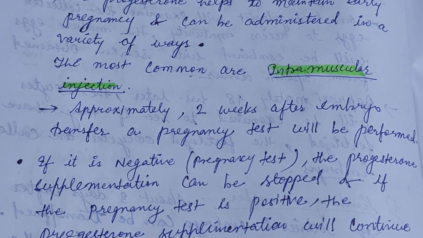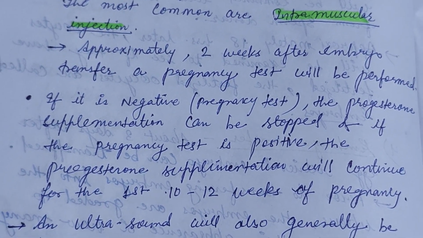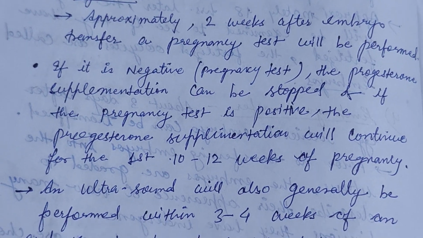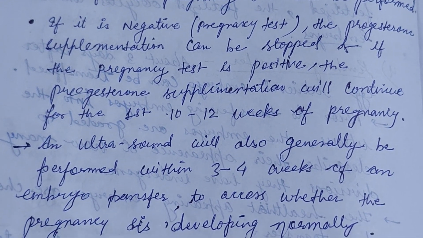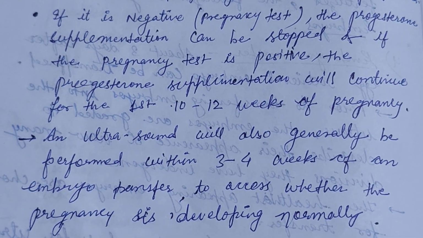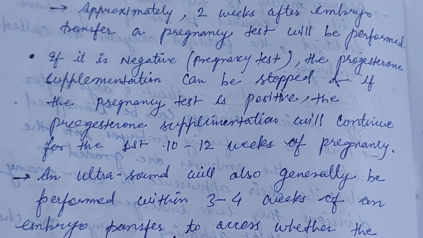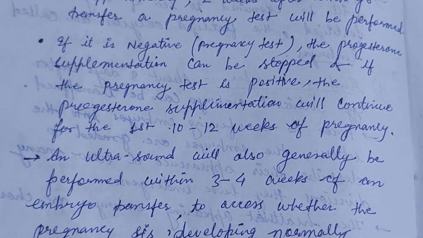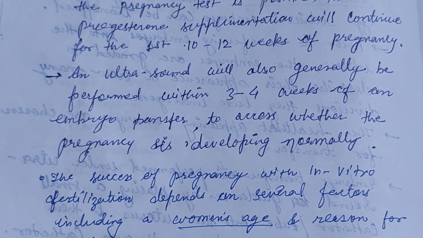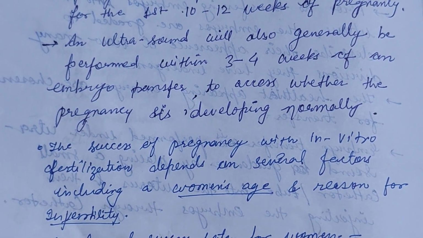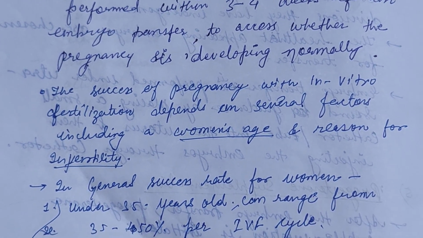Approximately 2 weeks after the embryo transfer, a pregnancy test will be performed. If it is negative, the progesterone supplementation can be stopped, and if the pregnancy test is positive, then the progesterone supplementation will continue for the first 10 to 12 weeks of the pregnancy. With the help of a Prega kit or another kit, we can do the pregnancy test. An ultrasound will also generally be performed within 3 to 4 weeks of an embryo transfer to assess whether the pregnancy is developing normally or not.